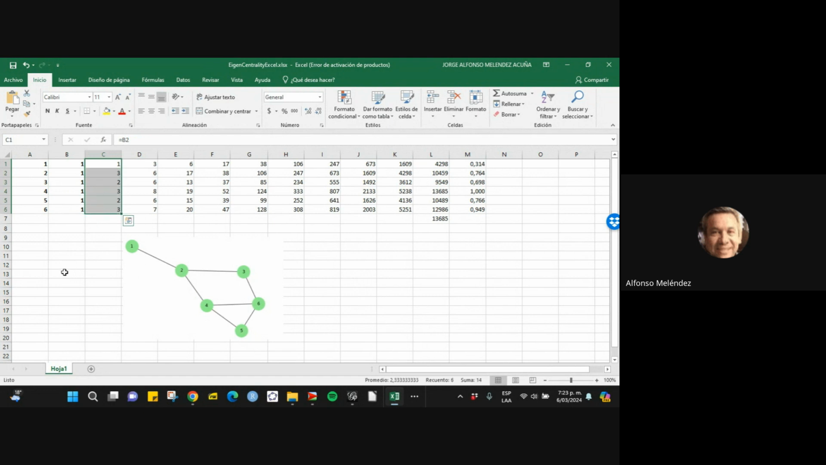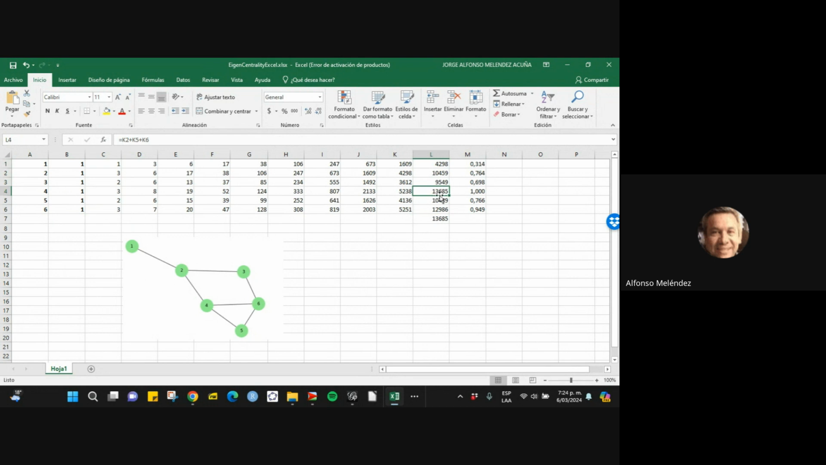Okay? And what are we going to do now? With these numbers, we're going to calculate again, using the same formulas, the new power, and the new power. If I replicate this calculation 10 times, here is the power in 10 iterations. You can see here that node 4 is winning.